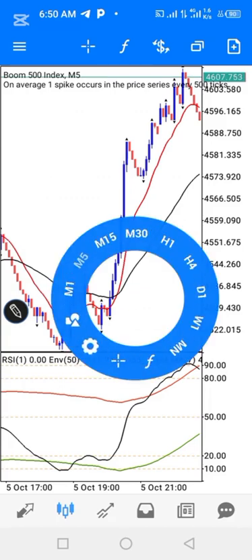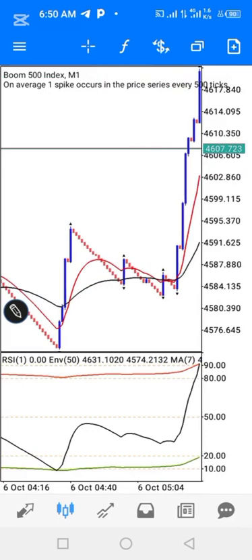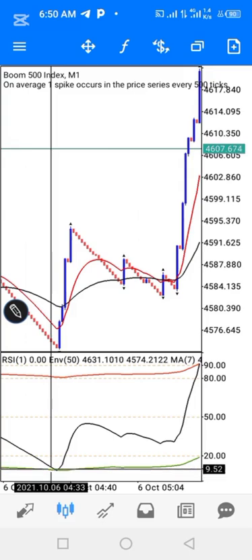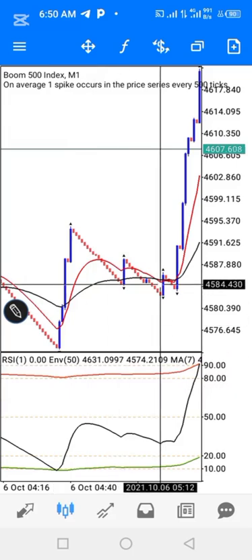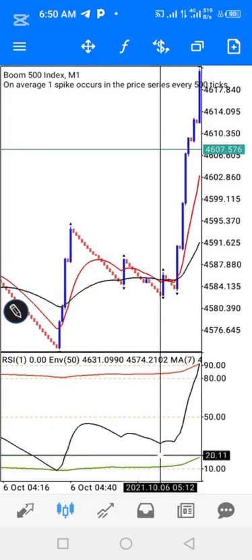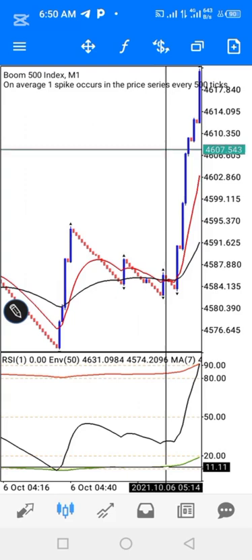Let me go on the 1 minute time frame and still show you. The same thing is applicable on your 1 minute time frame. You can see your envelope, your moving average, is at your 10 level. You have this spike, right? Now you have your 1350 cross again. Your envelope is still at your 10 level. So that was why you can take this buy.